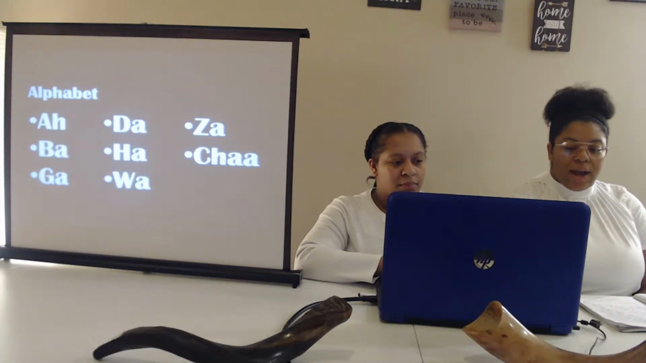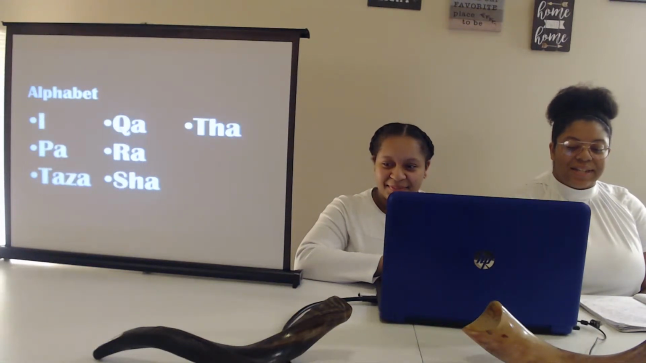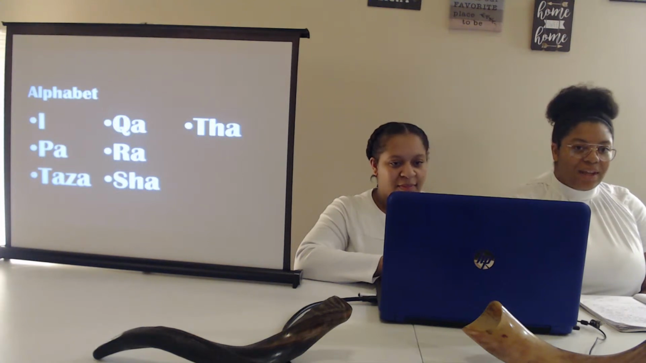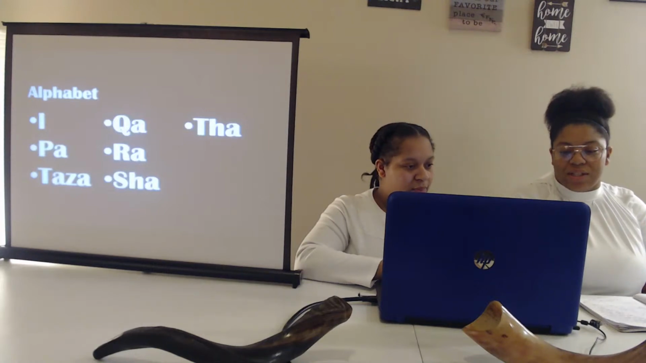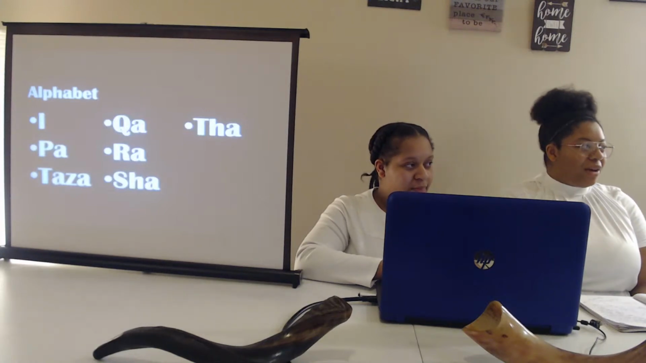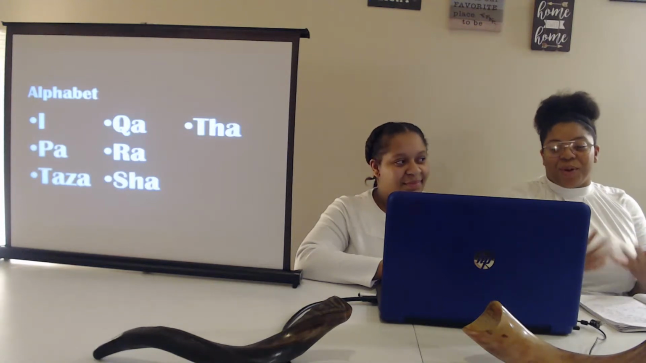We learned A, Ba, Ga, Da, Ha, Wa, Za, Ka, Ta, Ya, Ka, La, Ma, Na, Sa, I, Pa, Za, Kwa, Ra, Sha, and Tha. And we did make up a song because we also teach the children this. So for them to learn it, we had to come up with a song for the alphabet so they can grasp it more quickly.